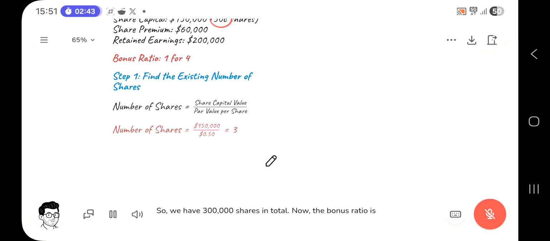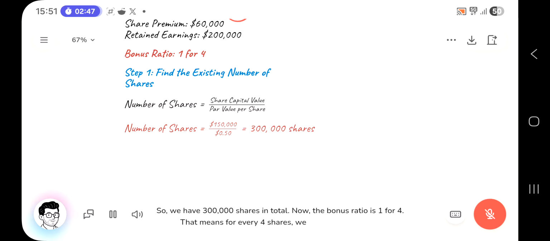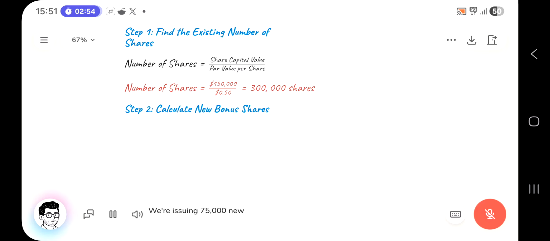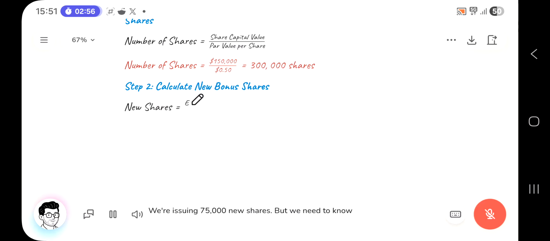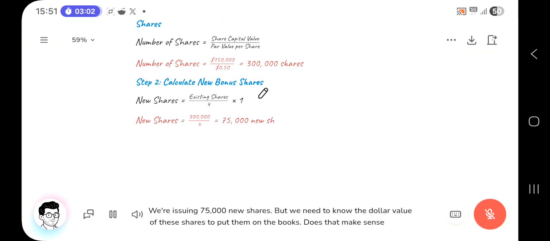Now, the bonus ratio is 1-for-4. That means for every 4 shares, we give out 1 new one. We're issuing 75,000 new shares. But we need to know the dollar value of these shares to put them on the books. Does that make sense so far?